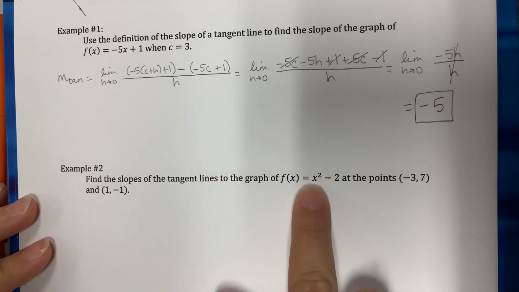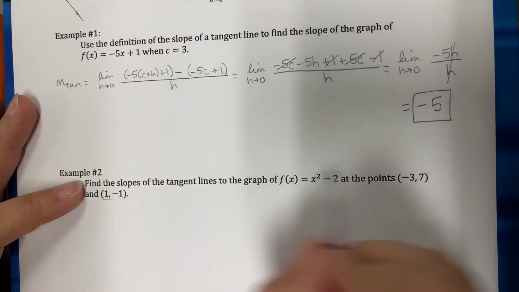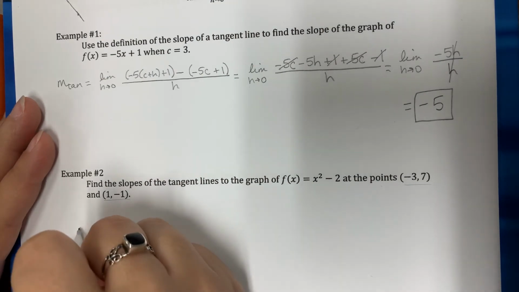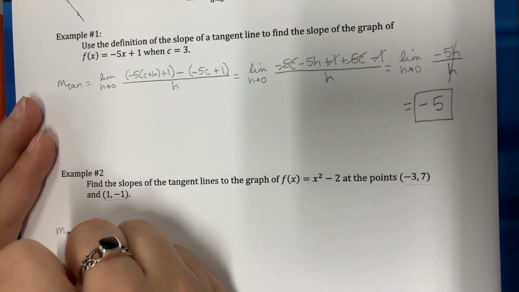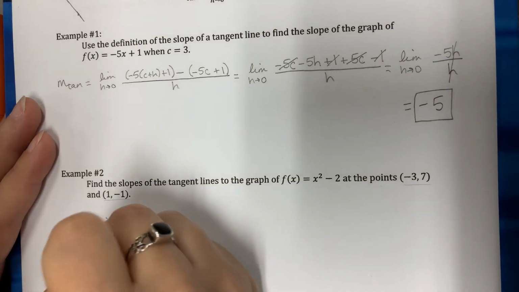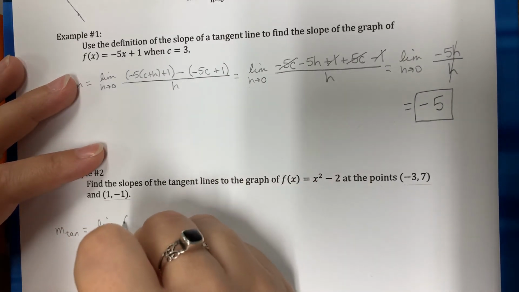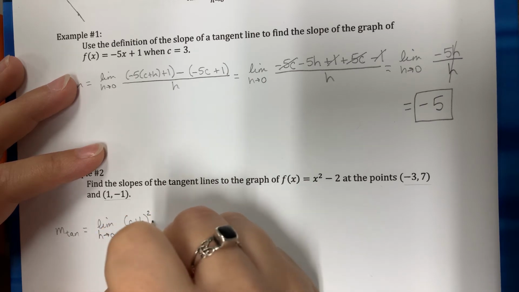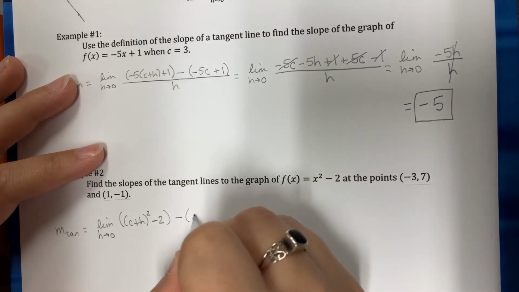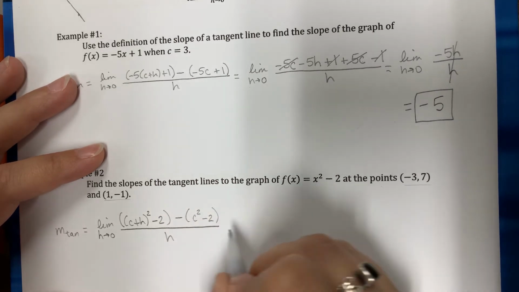Okay, this one's a little bit different. This one is an x squared, so this is a quadratic function. I'm going to do the same thing though. Now they gave me a couple of points to look at, but I'm not going to do that yet. I'm going to stick with this method for right now. So the slope of the tangent line equals the limit as h approaches 0 of, I'm going to plug in c plus h right here. So c plus h squared minus 2. All of that minus c plugged in. So c squared minus 2 all over h. And then I'm going to simplify.